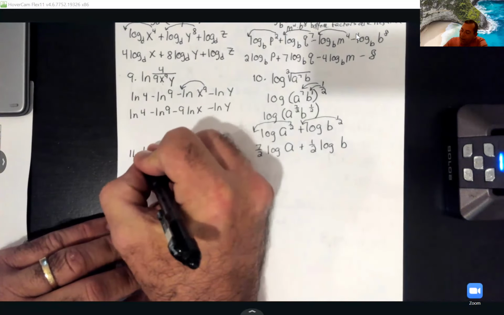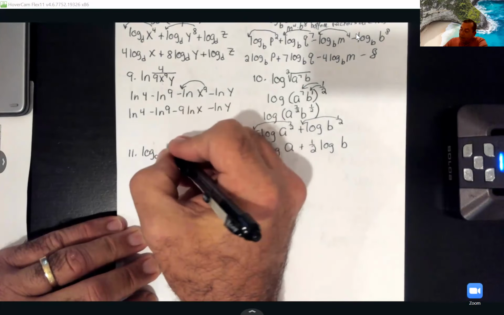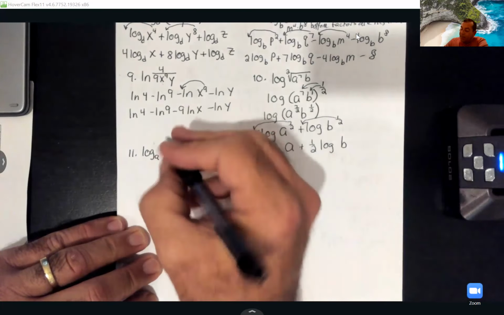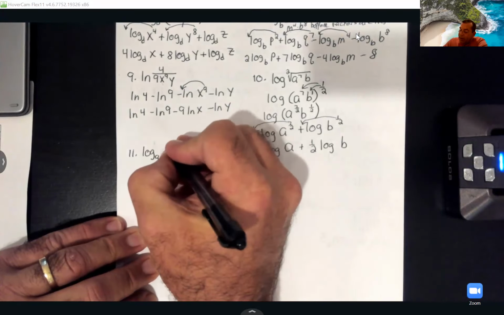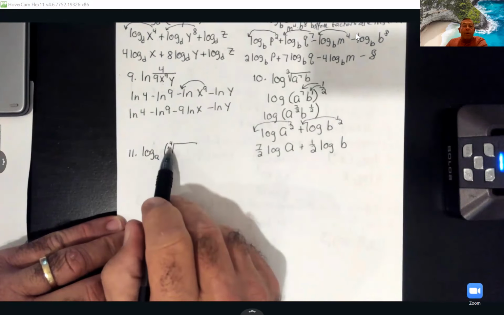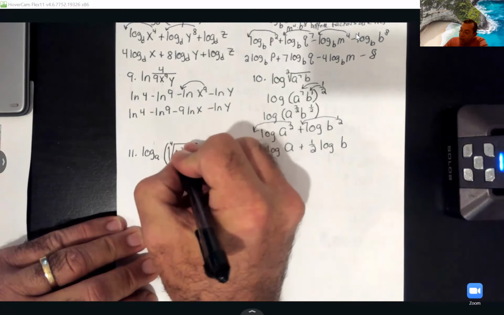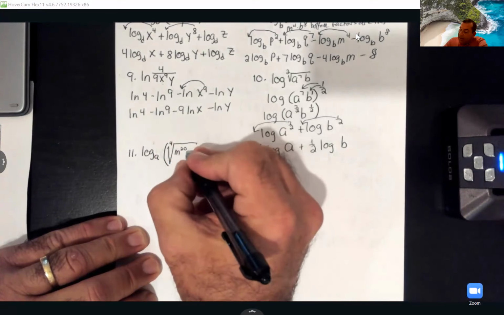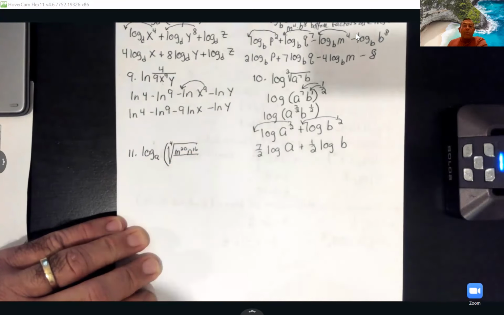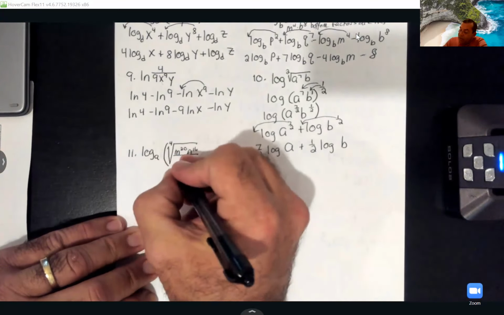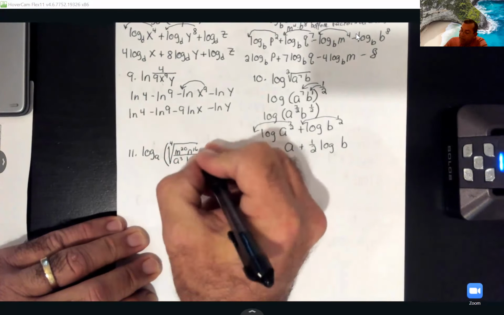I got a log base A, and then we got big parentheses here because we got a big radical here. And this is a 4th root. On top, I got an M^20, N^16. On bottom, I got an A^3 and a B^5.